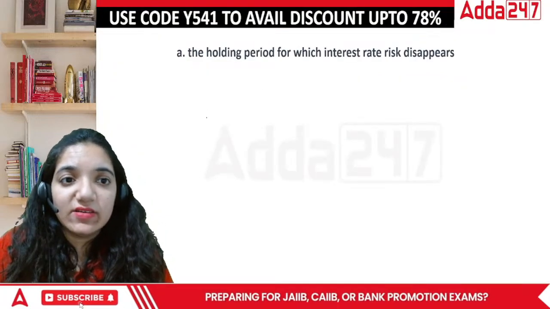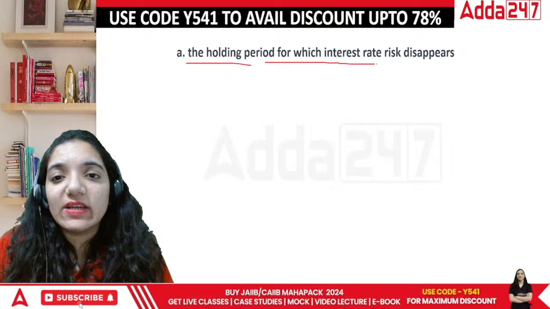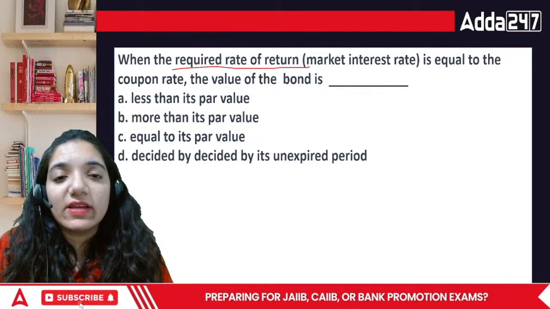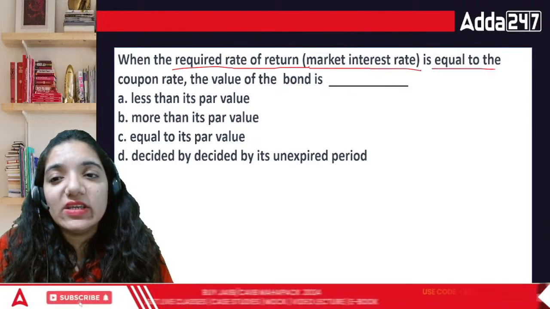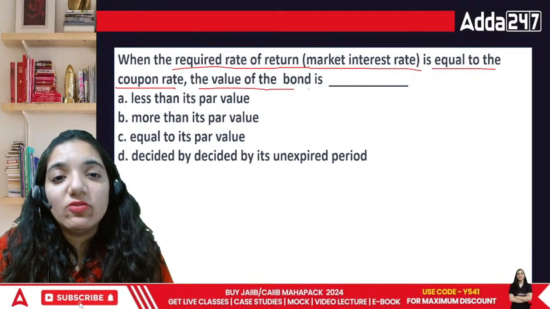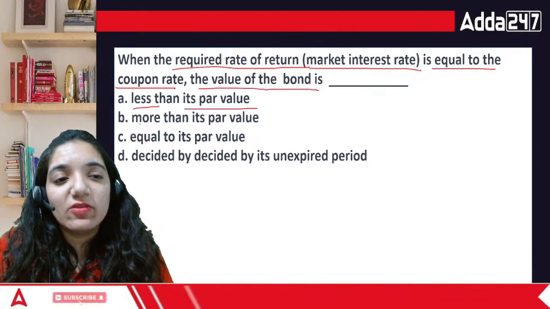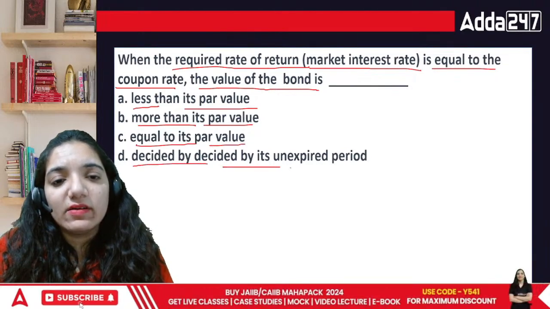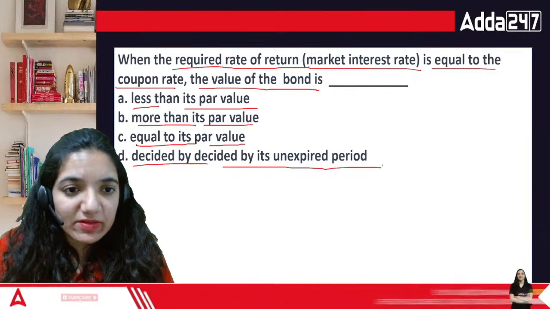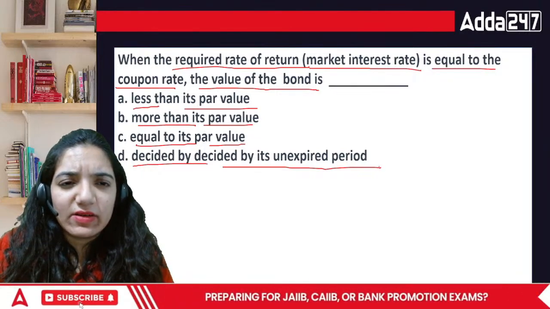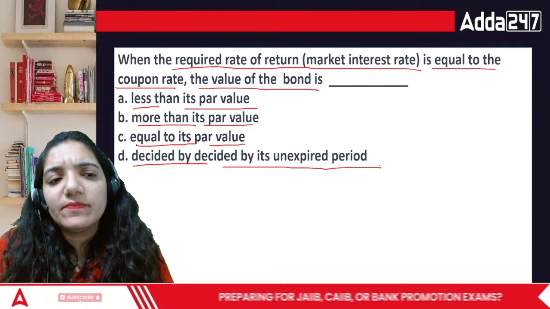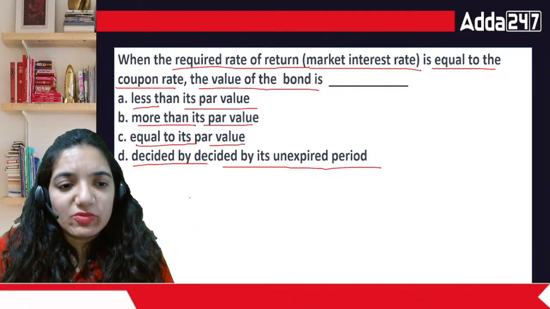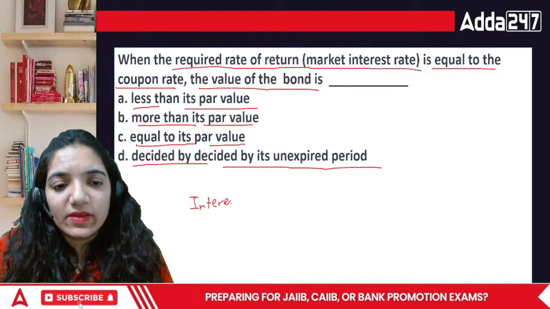In this case, the answer is the holding period for which the interest rate risk disappears completely. Then, when the required rate of return, the market interest rate, is equal to the coupon rate, the value of the bond is less than its par value, more than its par value, or equal to its par value, decided by its unexpired period. This point is the required rate of return. Required rate of return is equal to coupon rate. Coupon rate is basically known as interest rate. This is one of the terminologies of YTM.